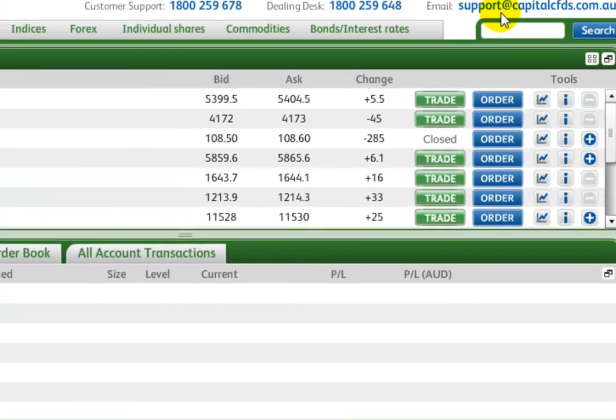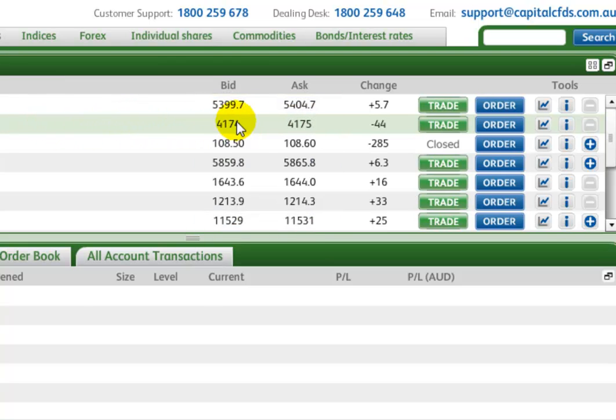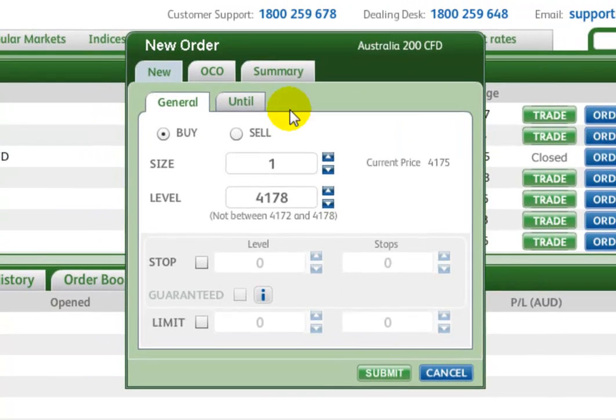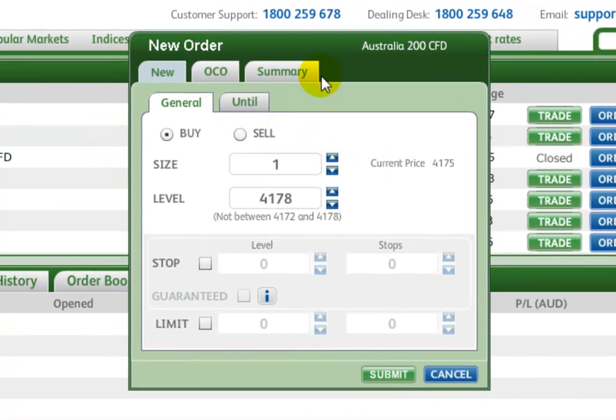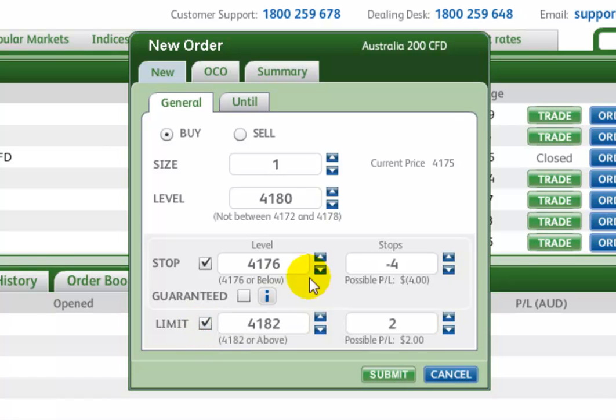So let me just minimize that, and let's go back into the Aussie 200 CFD, the index CFD, and all I need to do is click on the order button. Up pops this screen here. So what we're going to do, remember we said we'll buy if this particular trade, we'll buy one if it goes above 4180, and we can actually put a stop and limit on this as well. So let's say with our stop, we'll place a stop 25 points away, and we'll put our profit target, which is our limit order, let's put that 50 points away, which is double the size of the stop.